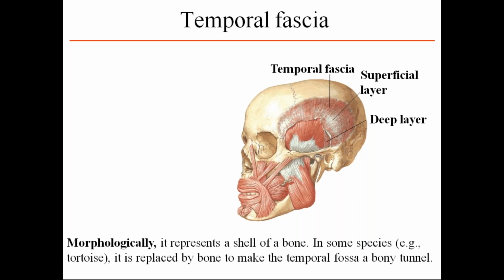And if you see morphologically, this temporal fascia represents the shell of a bone. For example, in a tortoise, you can see the shell. That is nothing but the modification of the temporal fascia into bone.